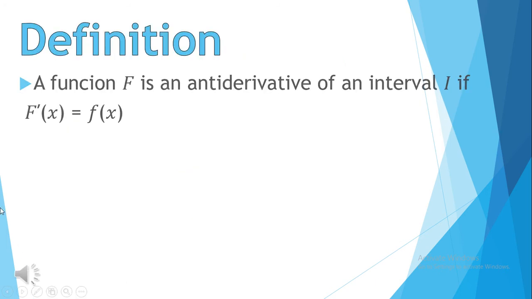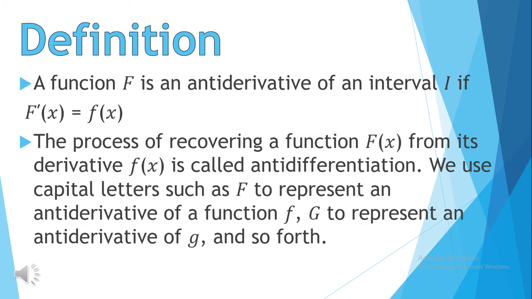A function F is an antiderivative of f on an interval I if F prime of x is equal to f of x. The process of recovering a function F of x from its derivative f of x is called antidifferentiation. We use capital letters such as F to represent an antiderivative of a function f, G to represent an antiderivative of g, and so forth.